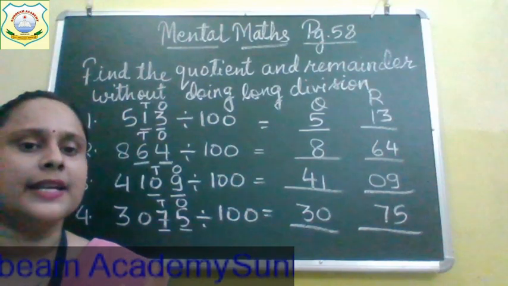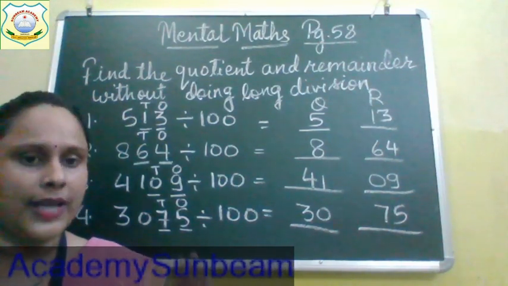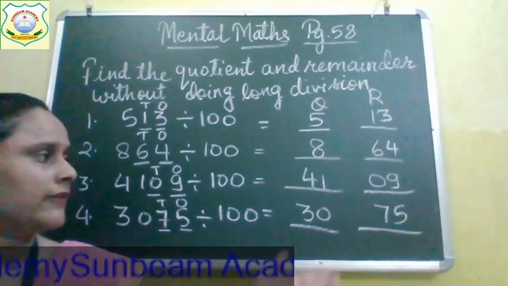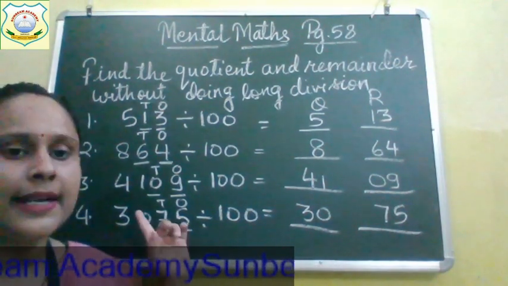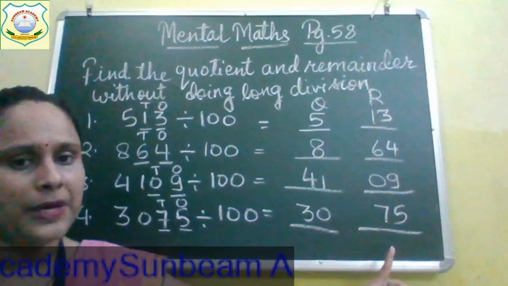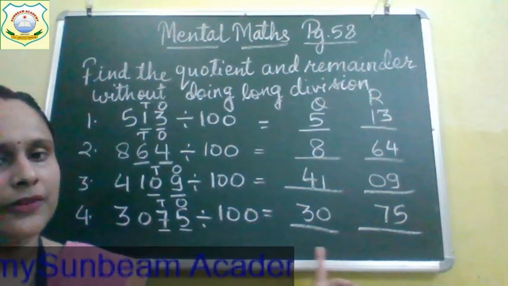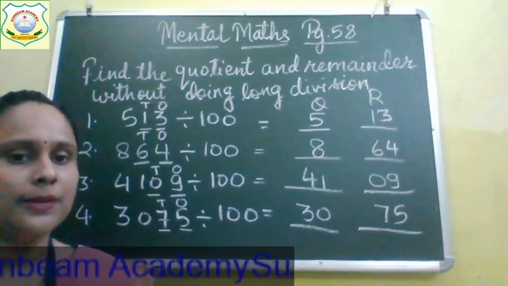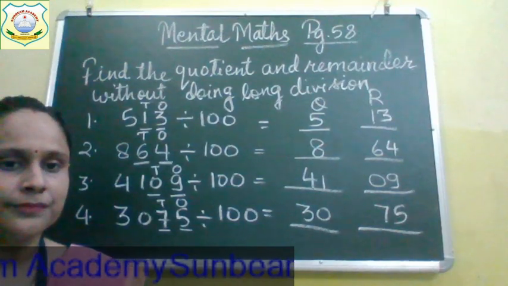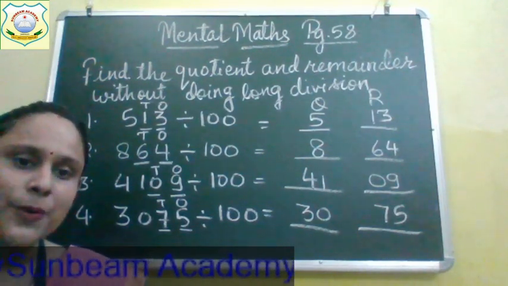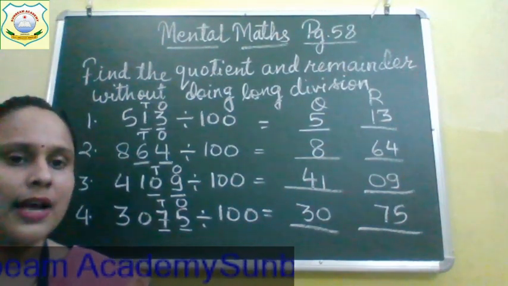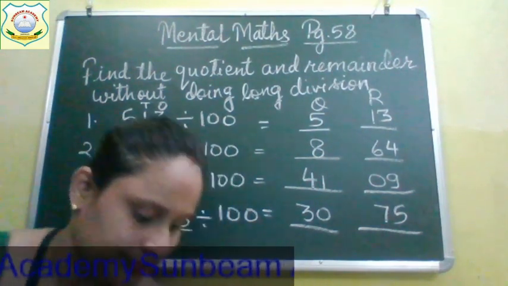If any number is divided by 100, without using the long division method, we can find the quotient and remainder. How? The numbers in the tens and ones place will become the remainder, and the remaining number will be written in the quotient portion. So I hope now you all have written it. Now see the next question, everyone.